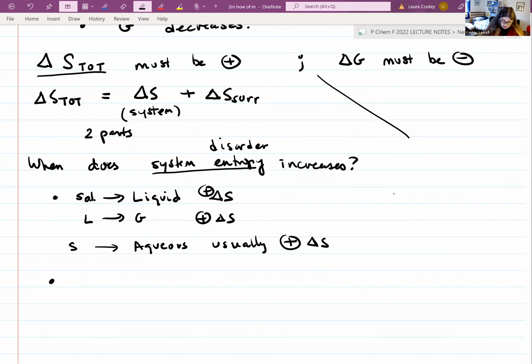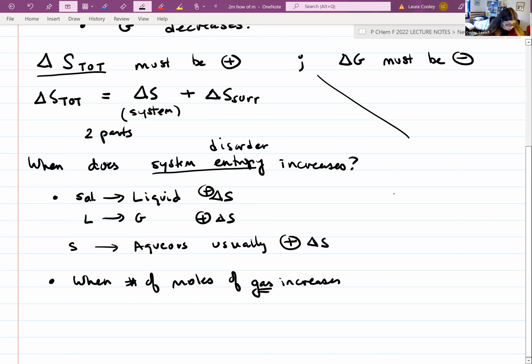Another rule of thumb that we use is system entropy increases when the number of moles of gas increases. So if you have a reaction where you have, say, 1 mole of gas on the left and 2 or 3 on the right, you almost certainly will have a positive change in entropy, because like I said, gas molecules have all that movement and the most disorder of any form of matter.